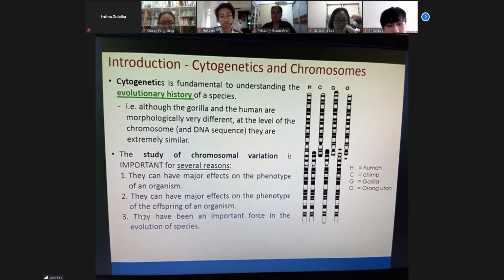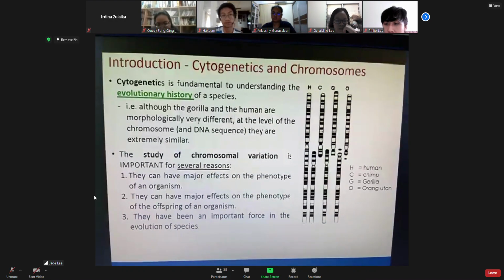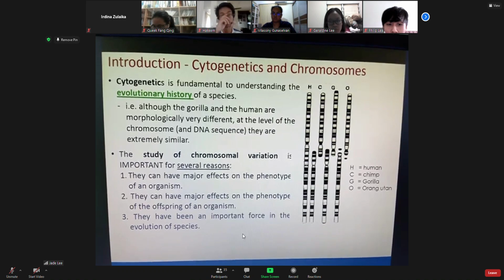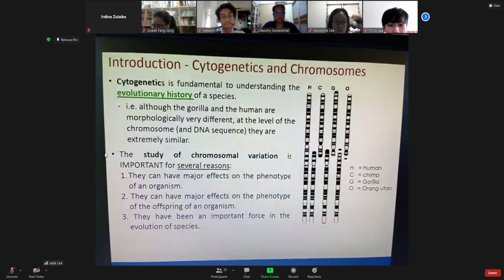Then they can have a major effect on the phenotype of the offspring of an organism too. Contohnya Down syndrome. Orang mak bapak normal tapi hasilkan Down syndrome, the phenotype is also very different from the parents, kan? And they have also been an important force in the evolution of species. Dia merupakan satu daya yang penting dalam evolusi species, penghasilan species baru.